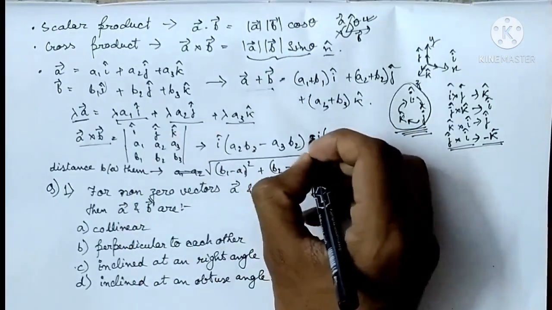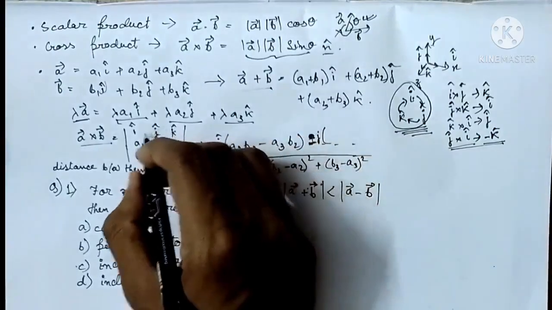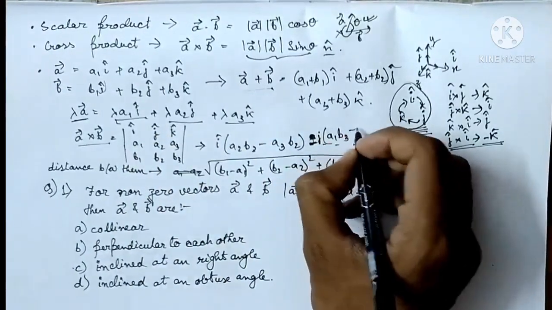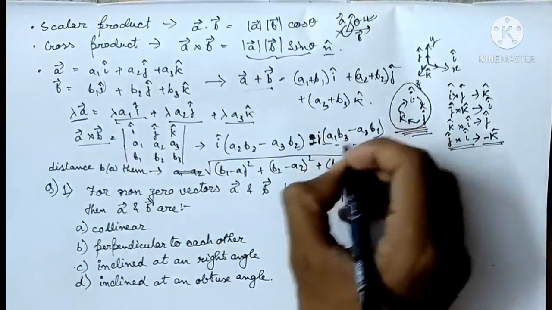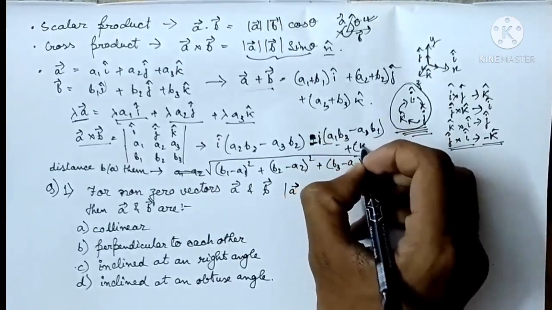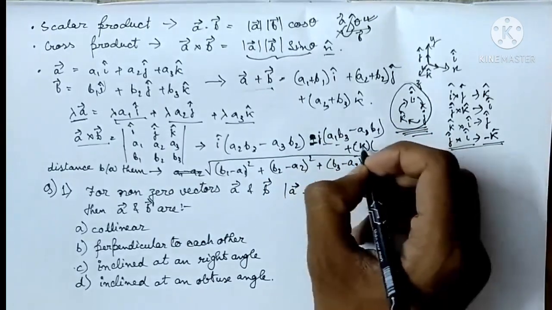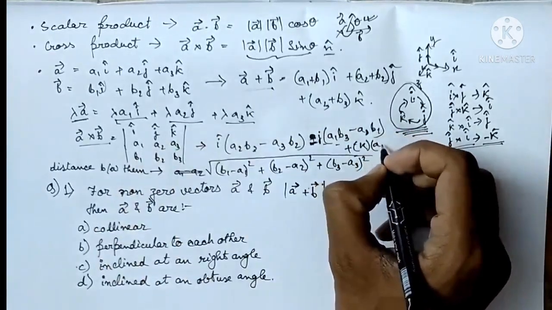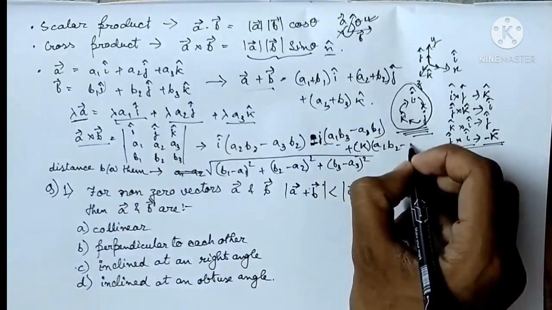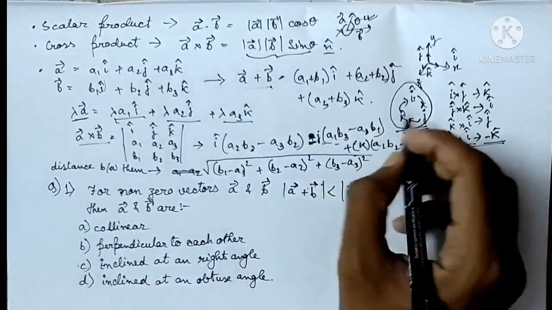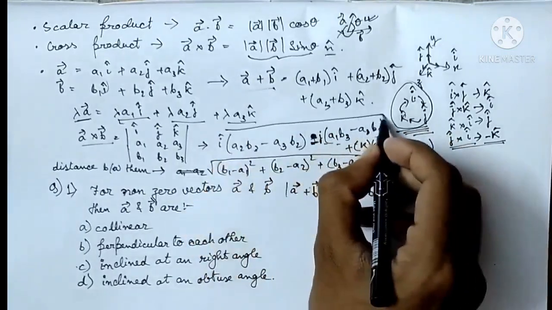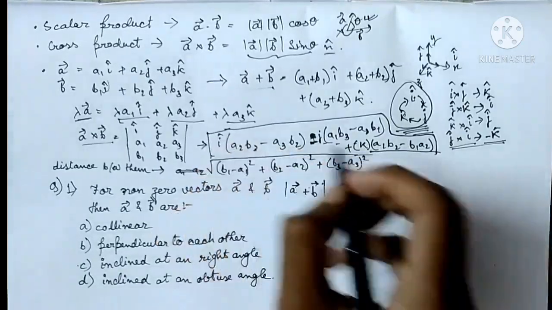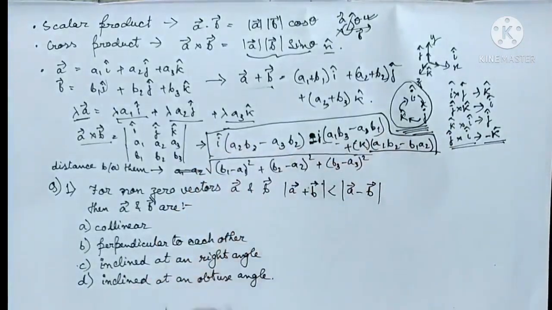Then minus j into a1 b3 minus a3 b1, plus k into a1 b2 minus b1 a2. So this is the formula. You just remember it for now. You can just put it in to find any cross products.